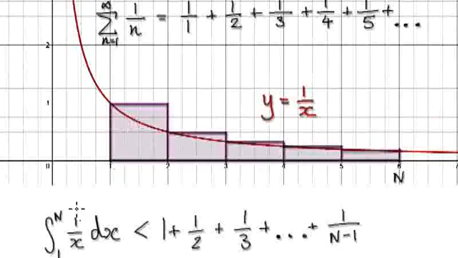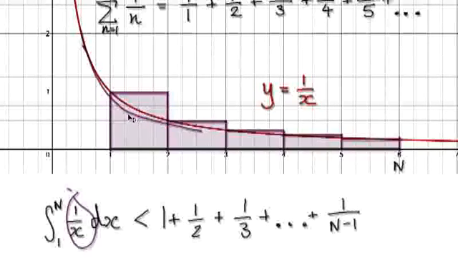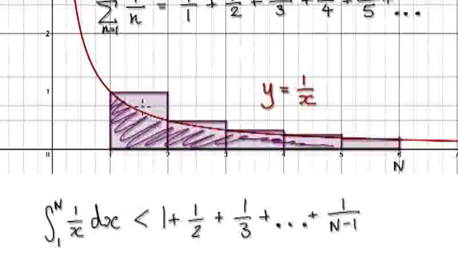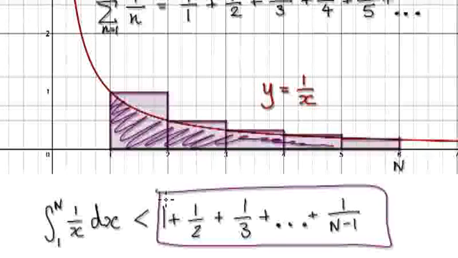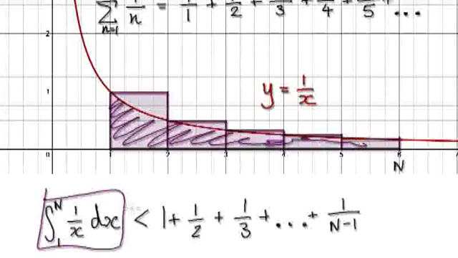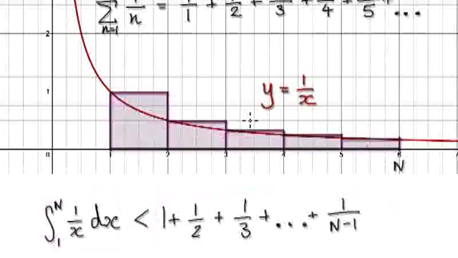So if you look at the actual integral of 1 over x, 1 over x is actually the red line, the area underneath the red line. Well, the area underneath the red line will be less than the Riemann sum. So you have to accept that the area underneath the red line here will be less than the Riemann sum, will be less than all the rectangles.